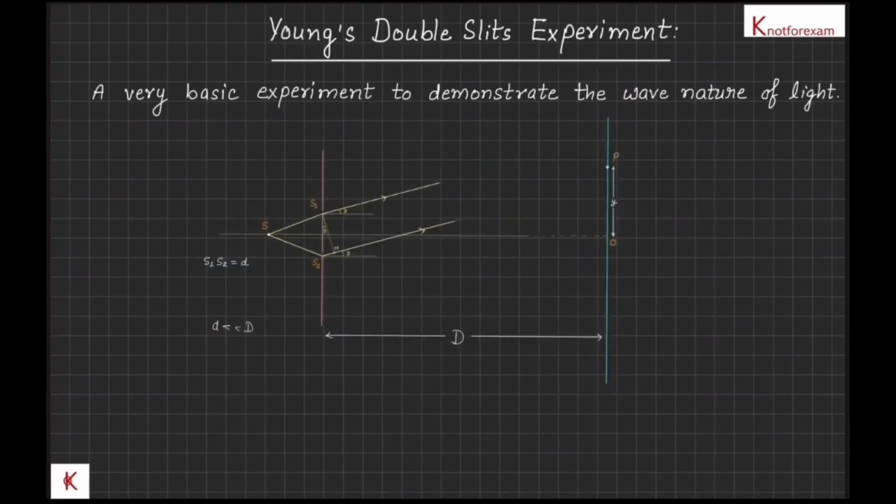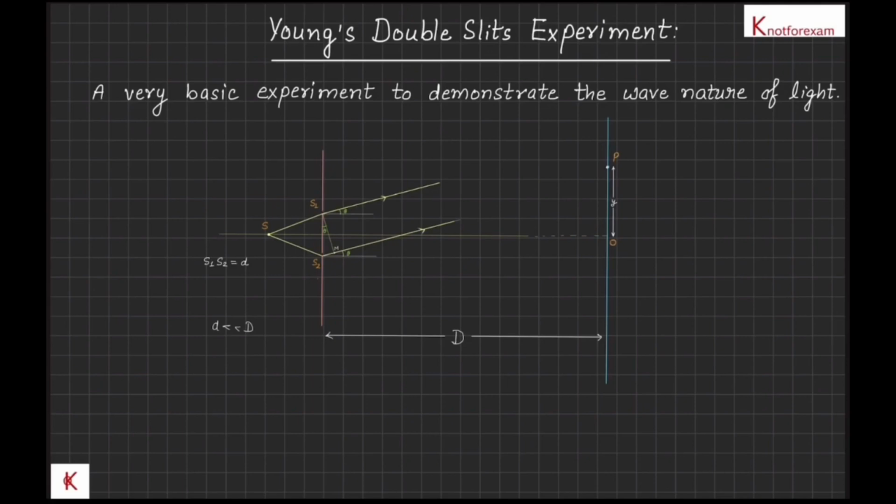Slits S1 and S2, symmetrical to source S, act as two coherent sources in the same phase and are separated by distance d. Waves from S1 and S2 interfere at a point P on a screen at a large distance D, such that d is very much less than D. For this case, waves from S1 and S2 reaching P are parallel and make angle theta from the central reference line, as shown in the figure.